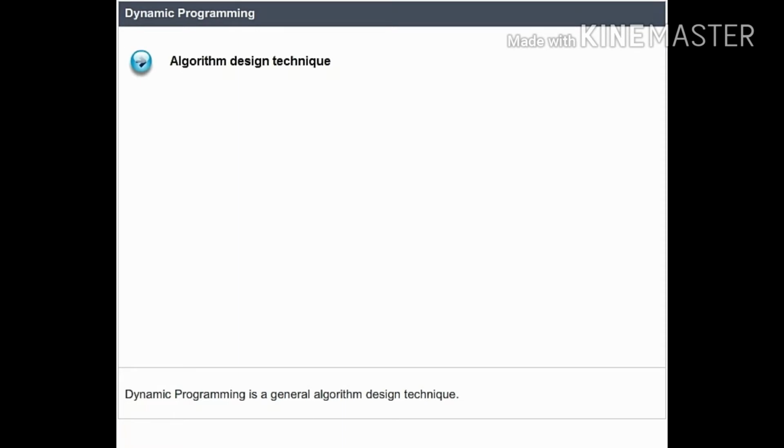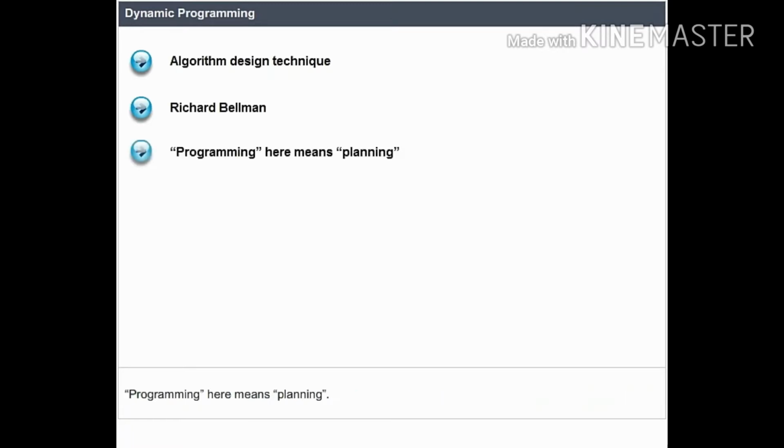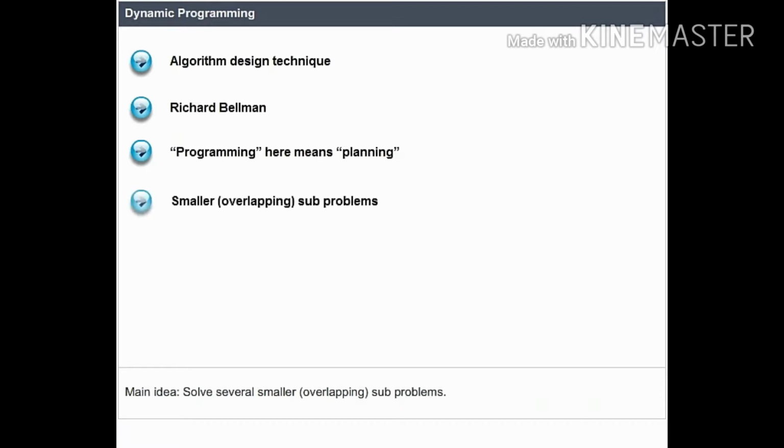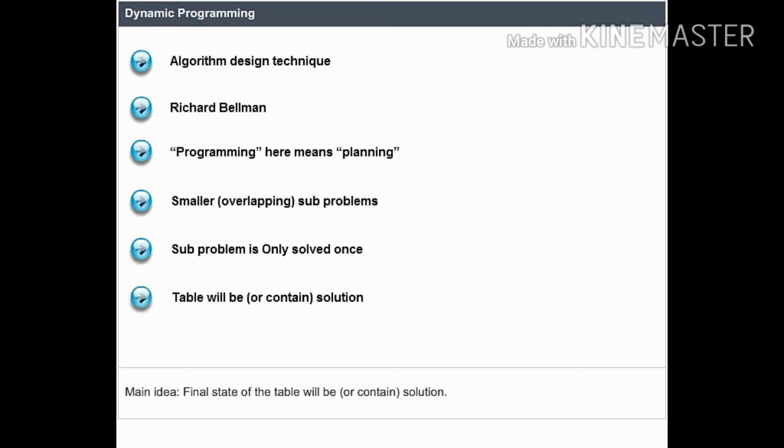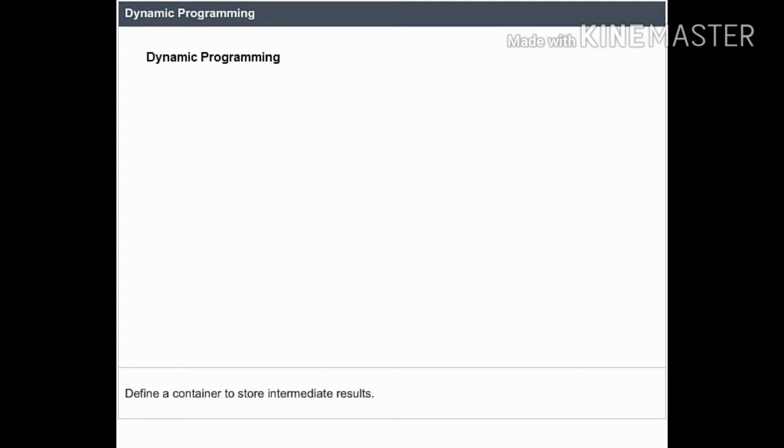Dynamic programming is a general algorithm design technique, invented by American mathematician Richard Bellman in the 1950s to solve optimization problems. Programming here means planning. Main idea: solve several smaller overlapping sub-problems. Record solutions in a table so that each sub-problem is only solved once. The final state of the table will be or contain the solution. Define a container to store intermediate results. Access container versus recomputing results.